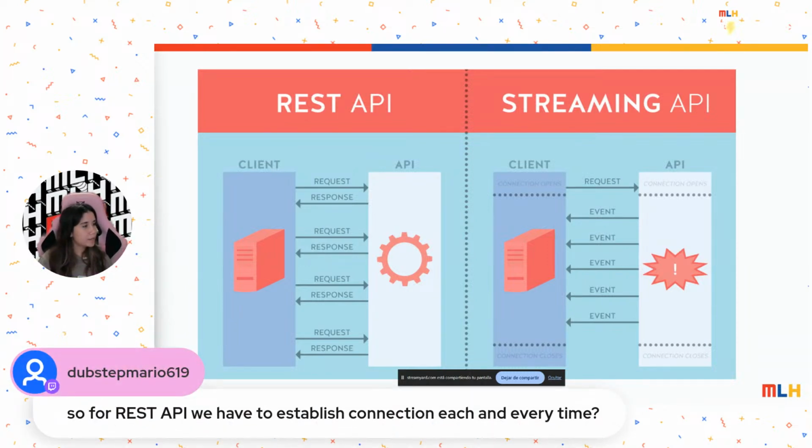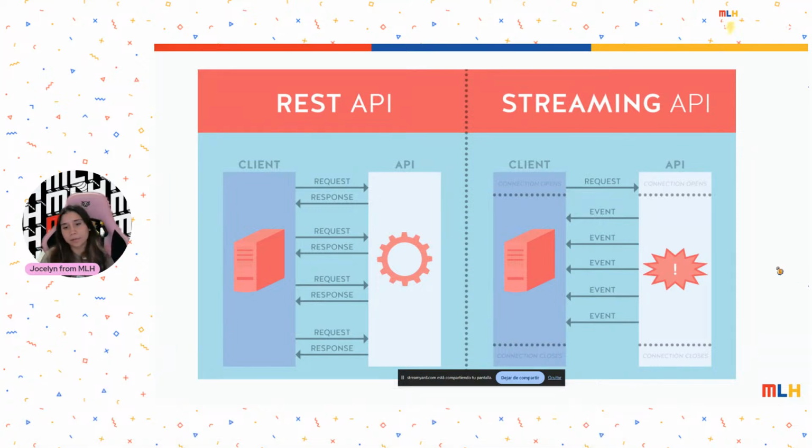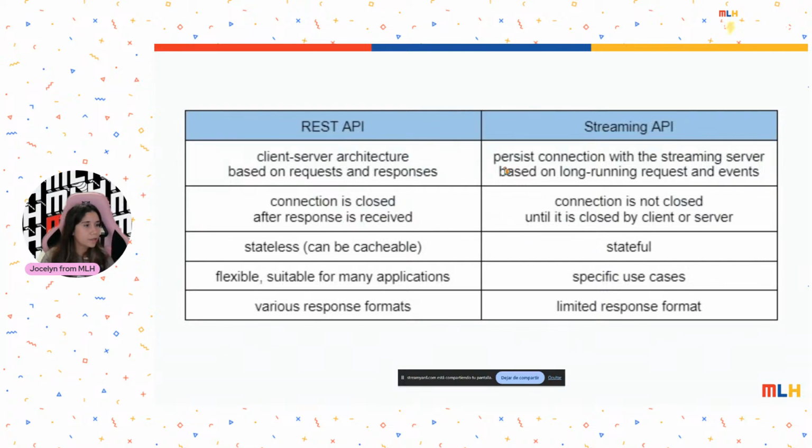So for REST API, we have to establish a connection each and every time. Yep, that's totally correct. And I will actually show a comparison table in case you are super technical and you want to see the actual differences between them. So as we can see, the connection is closed after the response is received. So every time I get a response of data, the connection with the API is closed and I can no longer keep making requests to that API.